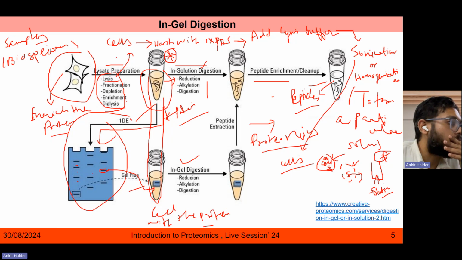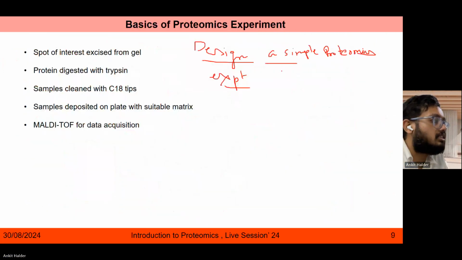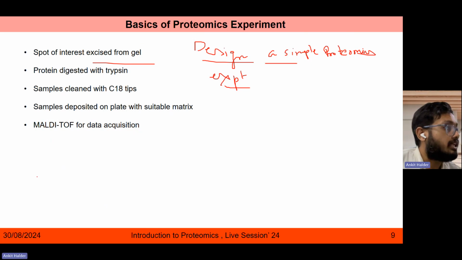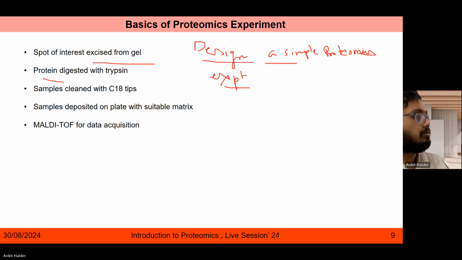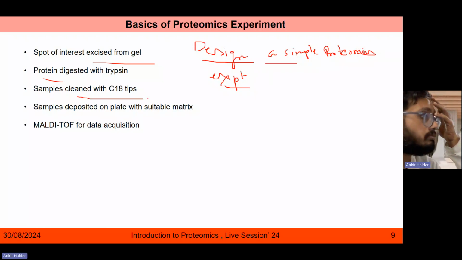First, prepare the lysate, either in-solution or run in the gel, and get the digestion. For example, if we take the in-gel digestion of the 2D gel, you will get the spots excised, then finally get the protein digested with the trypsin, and then it will be cleaned up with the C18 tips and the samples deposited on the plate.